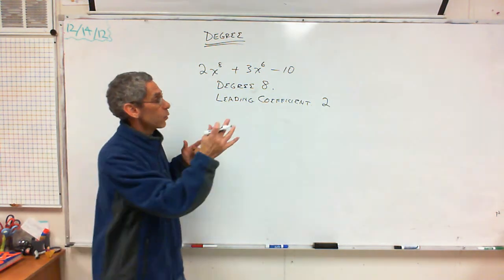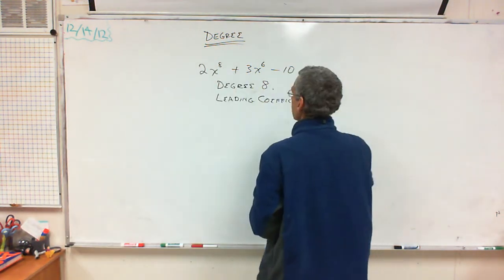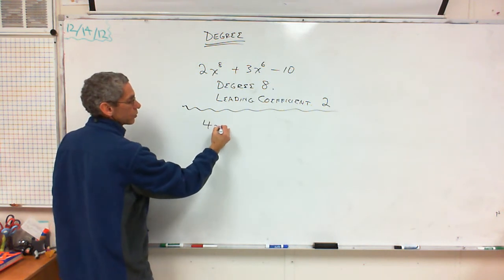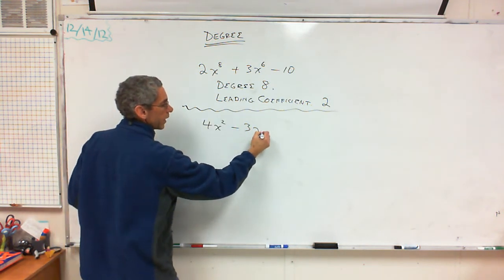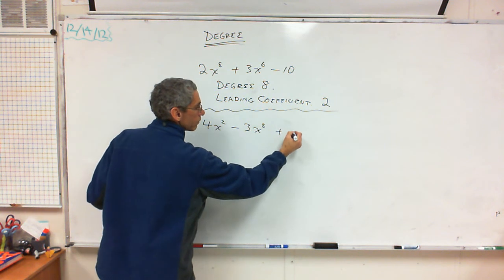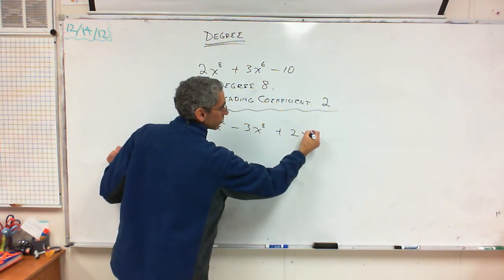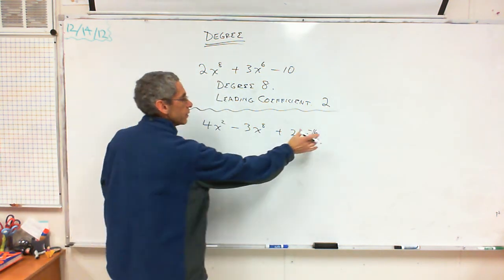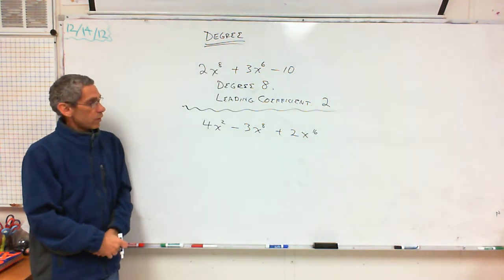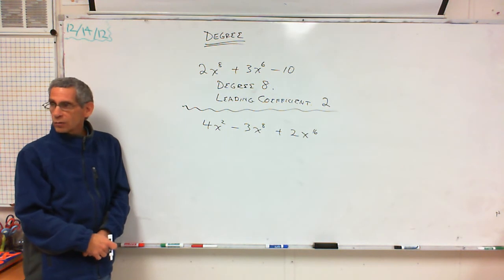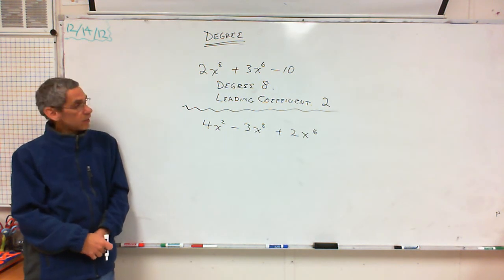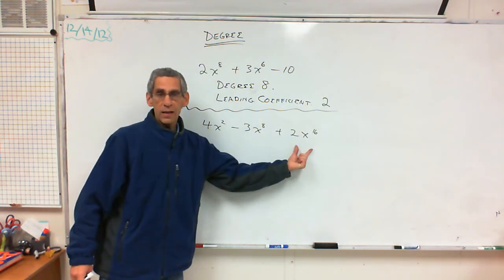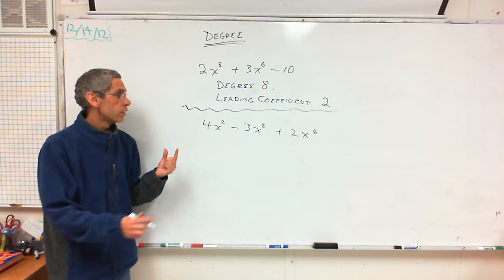Even if I wrote it in a weird way, let's say I said 4x squared minus 3x to the 8th plus 2x to the 16th, right? So what's the degree of this polynomial? 16. And what is my leading coefficient? 2. Because if I were going to write this in proper order, this is the other thing I didn't mention yesterday.